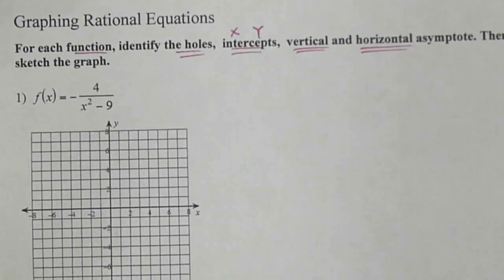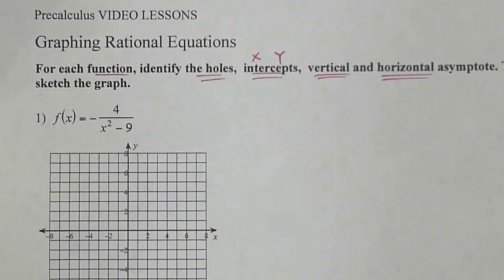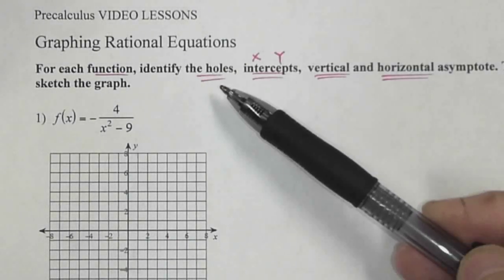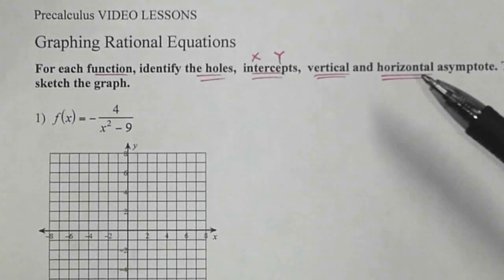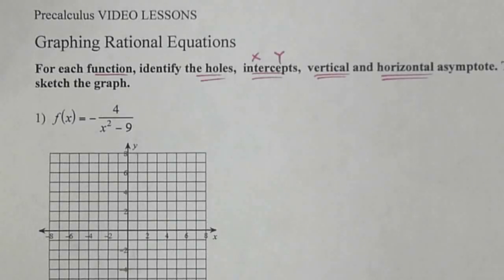Alright, pre-calculus. Let's see what we can do. We are graphing rational equations. We have to identify the holes, the x and y intercepts, vertical and horizontal asymptotes. I do not know why I'm talking like this, but oh well.